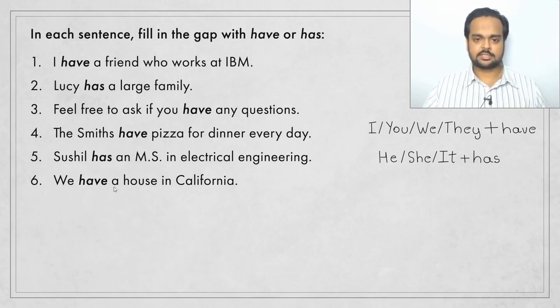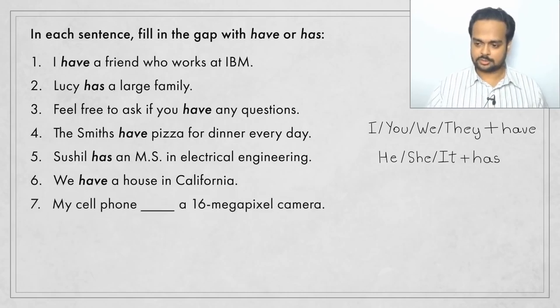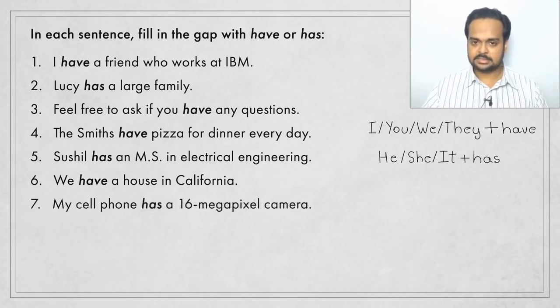Whenever you see sentences with have, has, or had, just think about the use that sentence expresses. Think about the meaning, because that will often help you to decide between the present tense or the base form of the verb and the ing form of the verb. Okay? Right. Number seven, my cell phone, a 16 megapixel camera. My cell phone has a 16 megapixel camera.